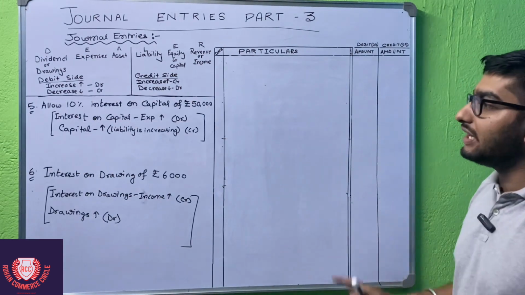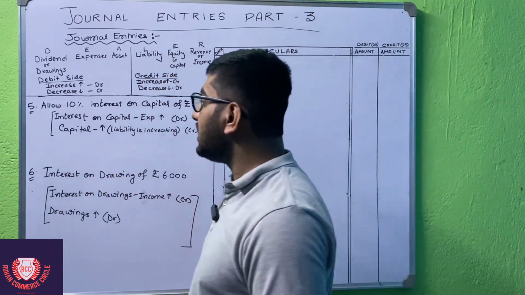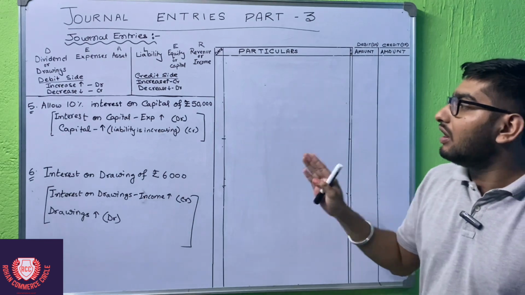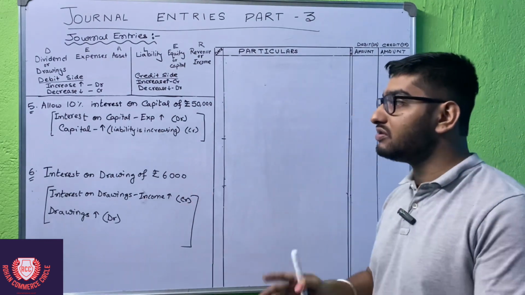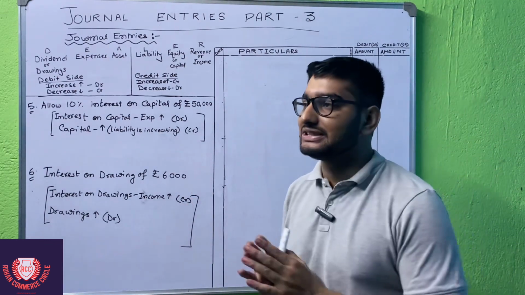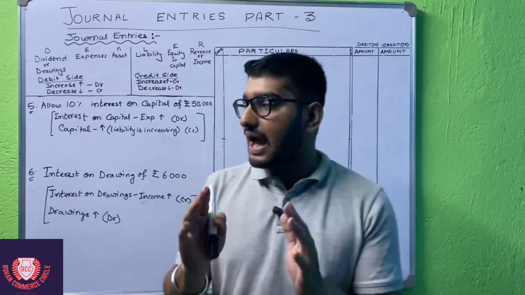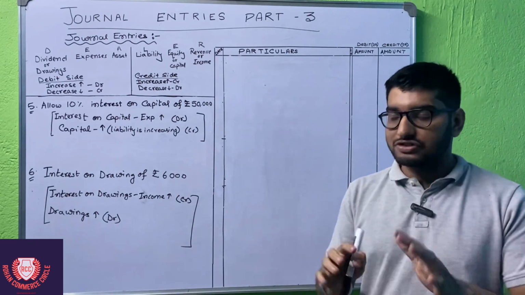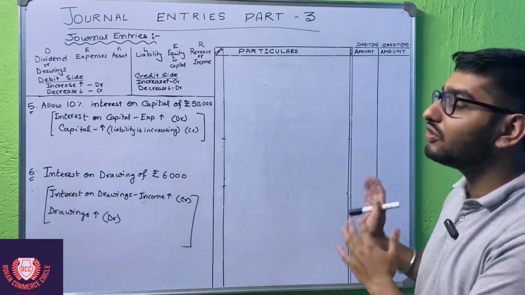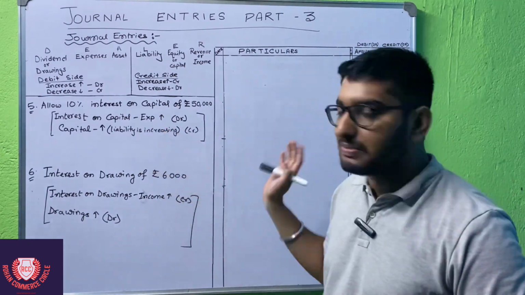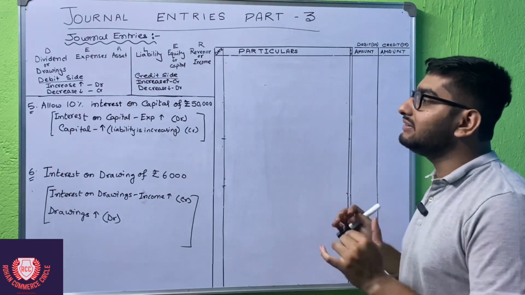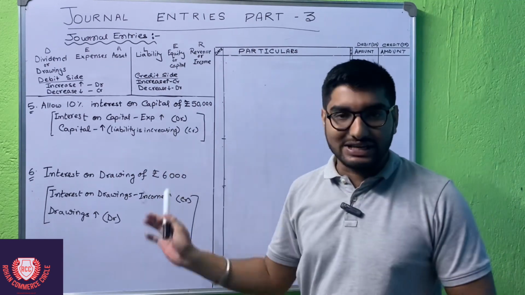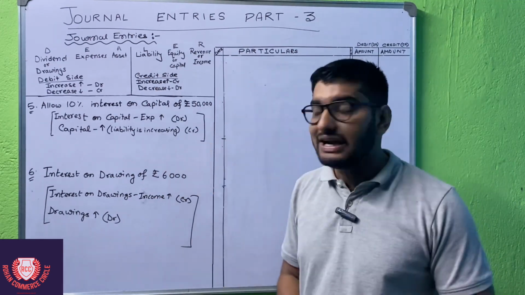We will be looking into this journal, that is, allowed 10% interest on capital of rupees 50,000. Now students, what is interest on capital? Interest on capital is an expense which the business has to pay to its owners. Already I have explained this to you. So interest on capital is an expense, right? So the expense is increasing, so we have to debit it, right?